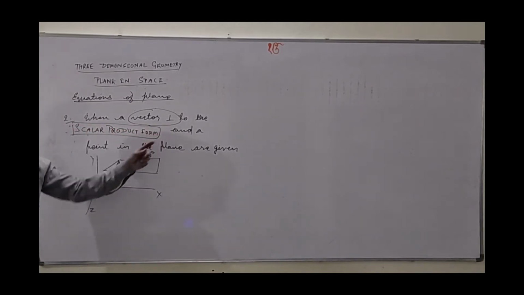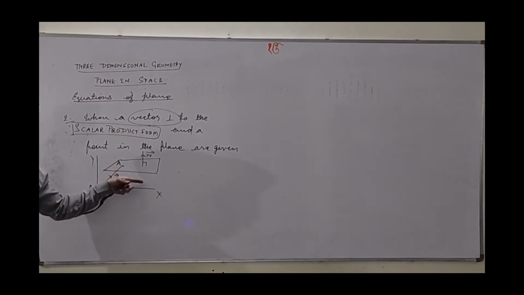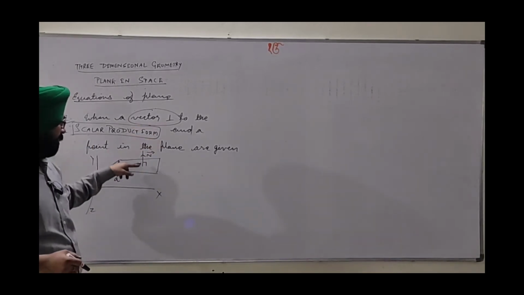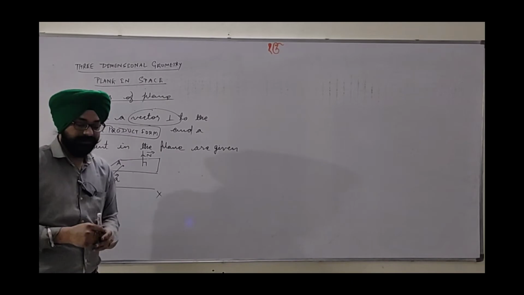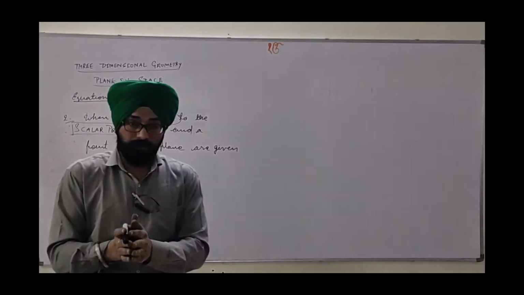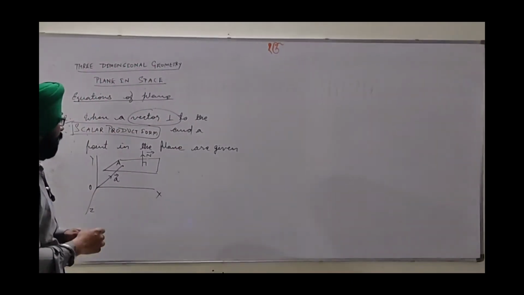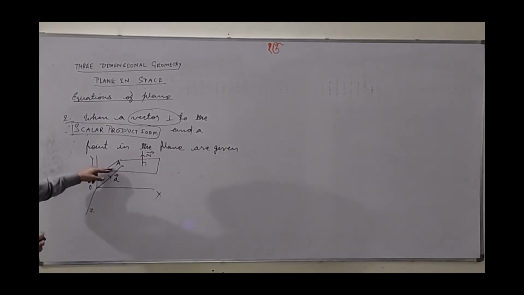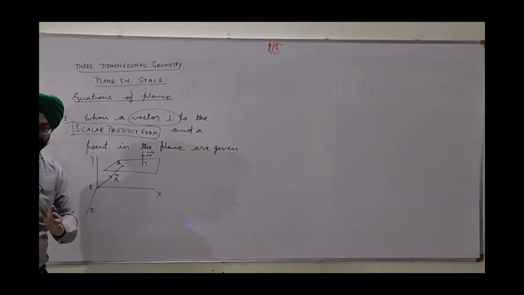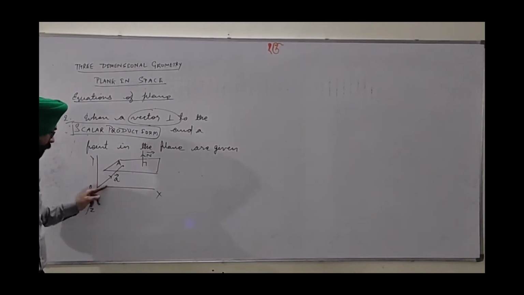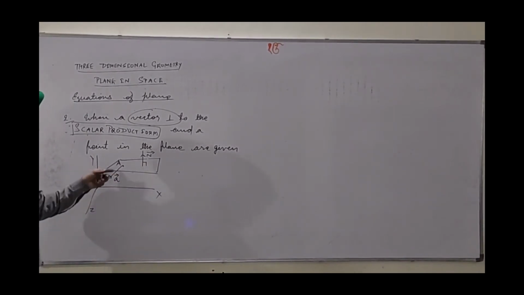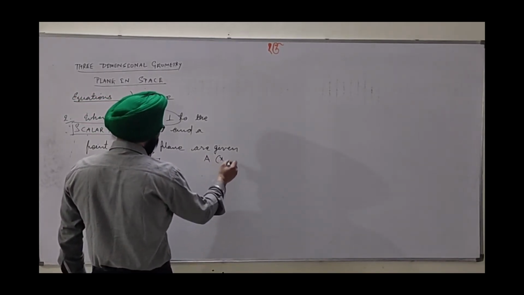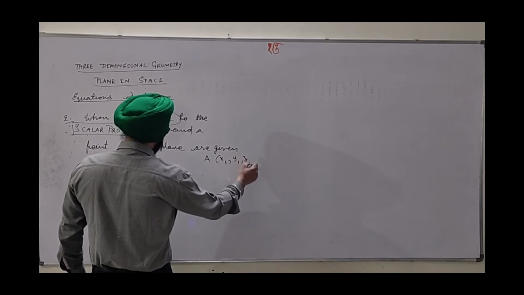The condition is when a vector perpendicular to the plane, vector N, is given. Let me elaborate: the vector is given perpendicular to the plane but not passing through the origin. Keep in mind. And a point in the plane is given, meaning all the details about the point are given, like position vector A. Also, we consider that its coordinates are x1, y1, z1.